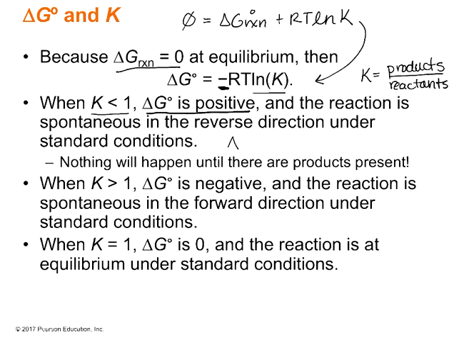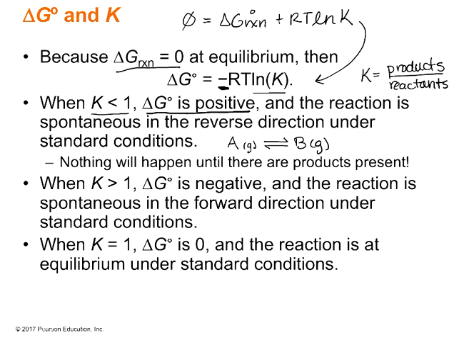So what this tells us is that the reverse reaction is spontaneous. So for instance, let's say we have A going to B. So if delta G is positive for this forward reaction, A to B, that means it's non-spontaneous. But B going to A is spontaneous. All right, so what that also tells us is that nothing's going to happen for this reaction unless there are products present, because the reverse reaction is the spontaneous reaction.